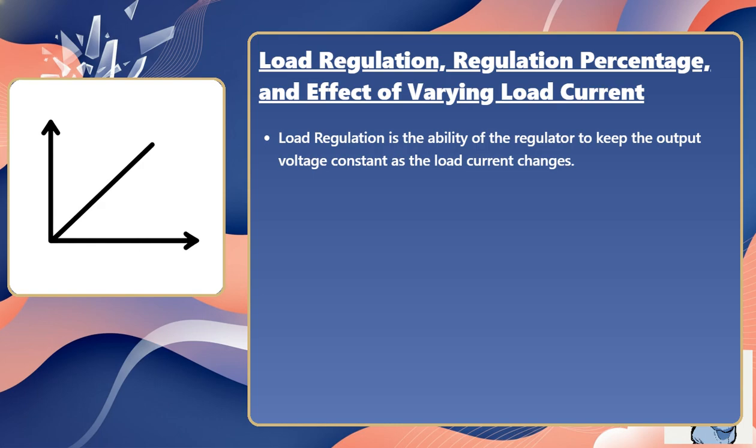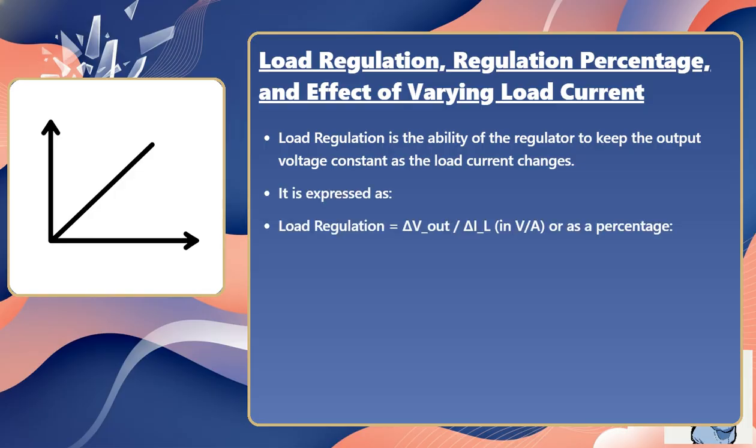Load regulation is the ability of the regulator to keep the output voltage constant as the load current changes. It is expressed as load regulation equals delta V out divided by delta IL, in volts per ampere, or as a percentage. Percent regulation equals (V no load minus V full load) divided by V full load, times 100%.